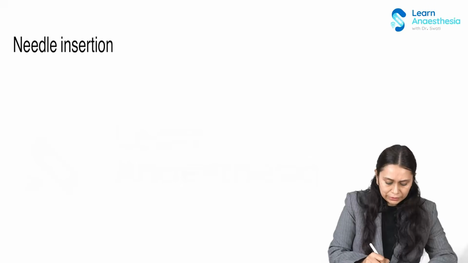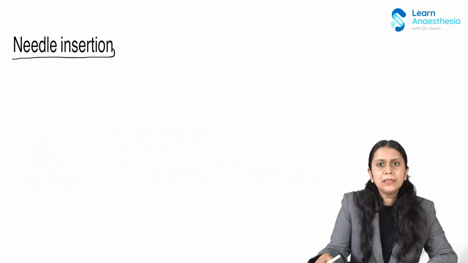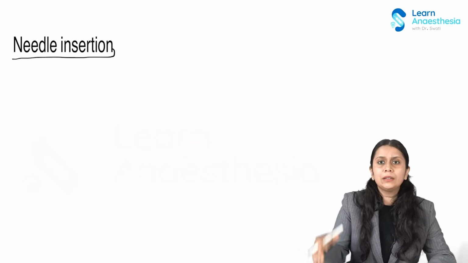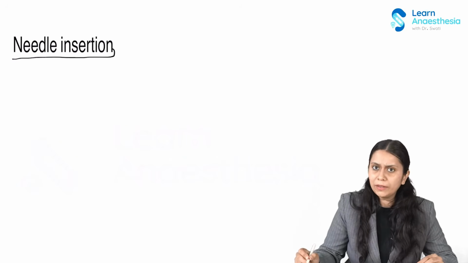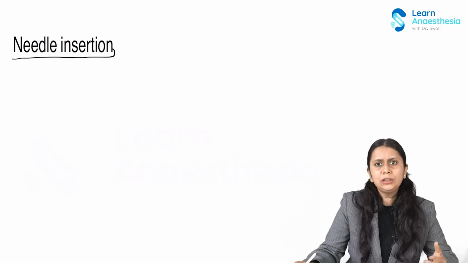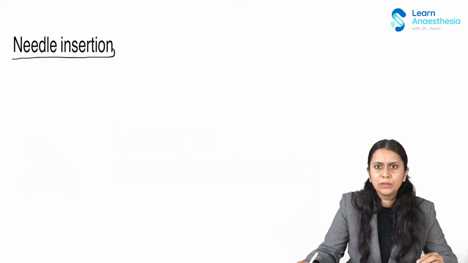Now, needle insertion. For spinal anesthesia, we all know that in an adult, the spinal cord normally ends at the lower border of L1. So we attempt spinal at L2-3, L3-4. Below the lower border of L1, the L2-3, L3-4 are the interspaces which we are going to use.